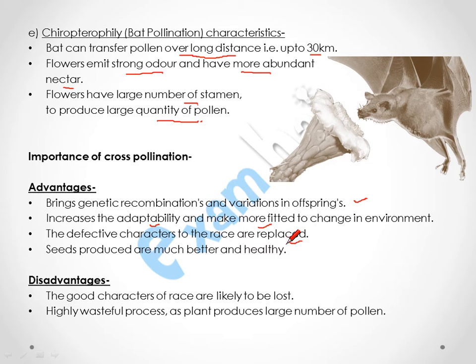If there is any defective character present in the same flower, it can be replaced, as the pollination occurs between two different plants, so new characters are involved, and they will replace the present character of the flower. Seeds produced are much better and healthy. The disadvantages are that the good characters of a race are likely to be lost, and it is a highly wasteful process as the plant has to produce a large number of pollens.